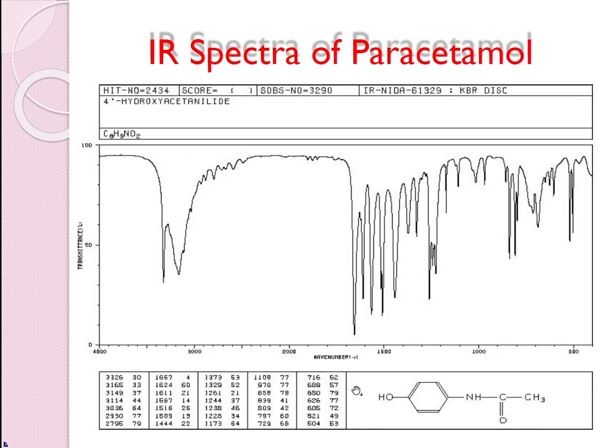Then this is for paracetamol. This hydroxyl, obviously, will have a broad 3300 per centimeter wave number. Then for NH, it will also have the 3300 per centimeter wave number. Then for the carbonyl, it will have 1630 per centimeter wave number. Okay, so this is easily understandable by the peaks.